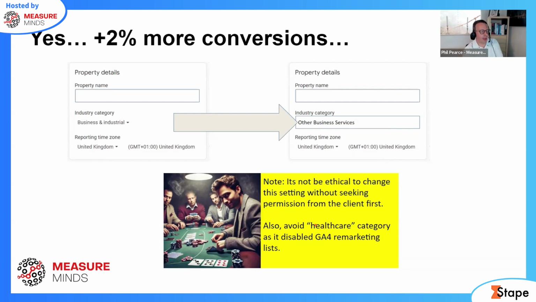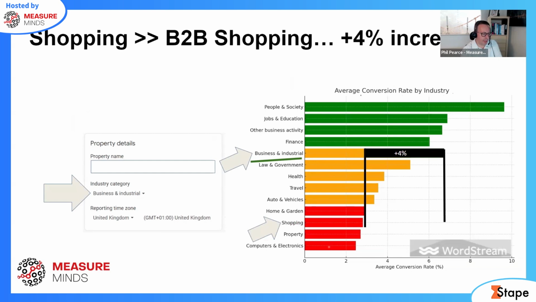Be careful about the healthcare category, because when you select that, it disables GA4 remarketing. Here's an example where shopping is actually a 3% conversion rate. So if it was changed to, let's say, business and industry, then it actually jumps by 4%. So that's an even larger shift caused by the basic mode benchmarking.